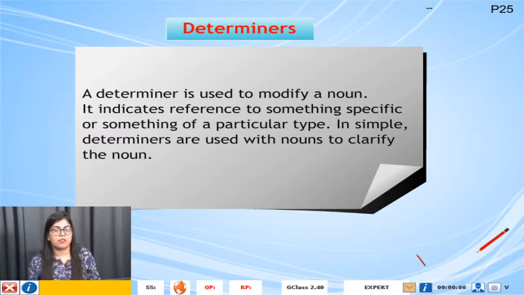So look at what it says: it indicates reference to something specific. So what is the work of a determiner? Talking about something specific is the work of a determiner, or something of a particular type. Okay, talking about specific and particular things is the job of a determiner. So in simple terms, determiners are used with nouns to clarify the noun. So to clarify a noun, to explain a noun well, we use determiners with the noun. Okay, did everyone understand?